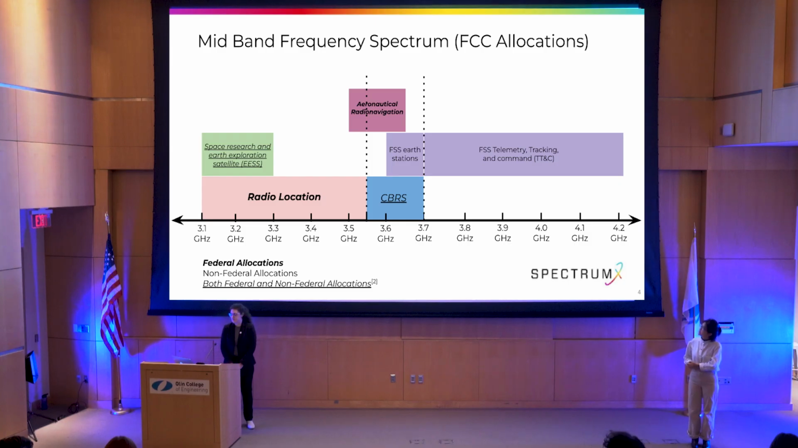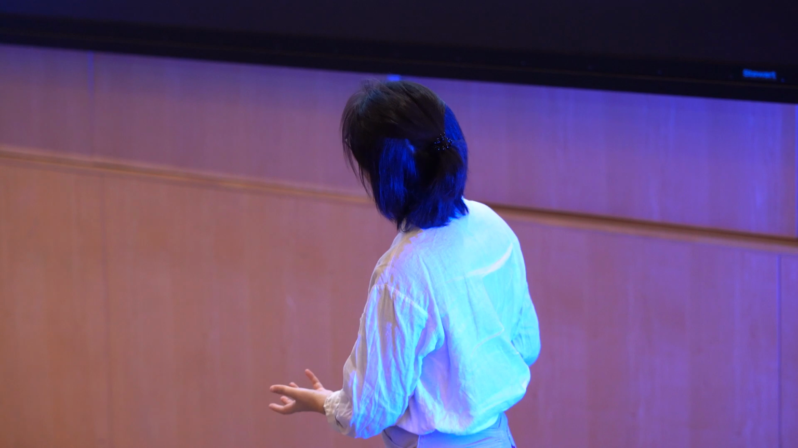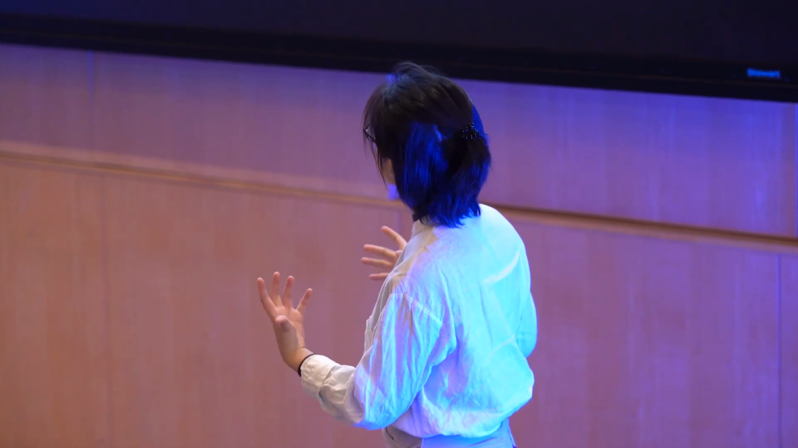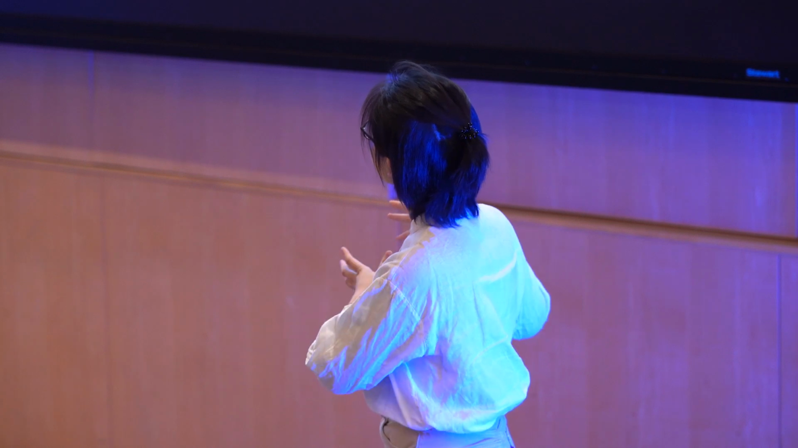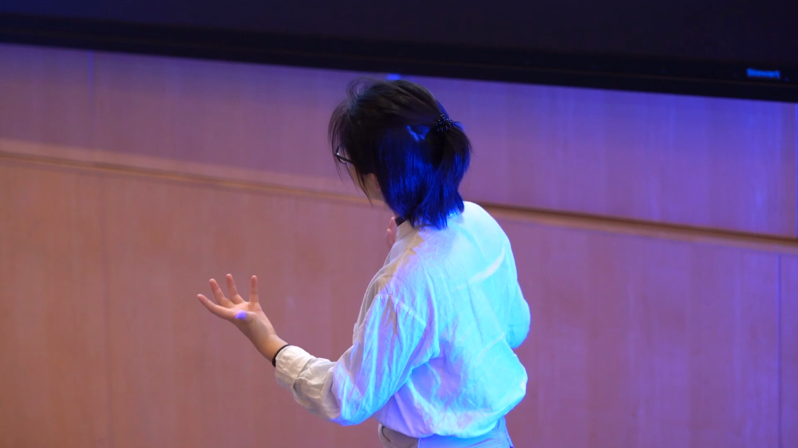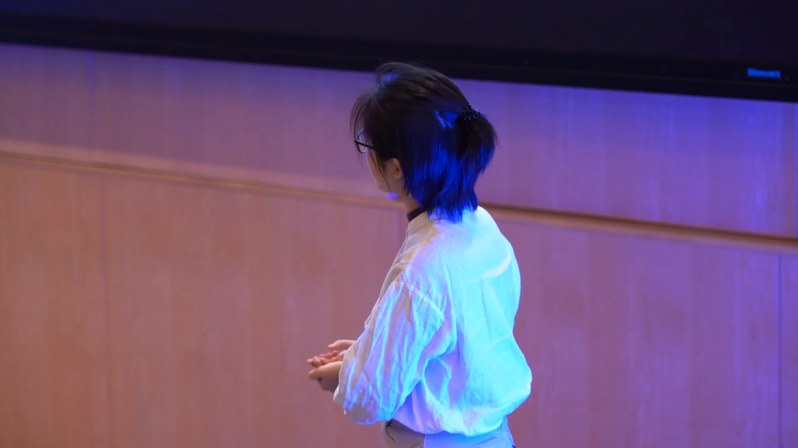So here's a more detailed frequency allocation spectrum, and we can see that CBRS is shared with FSS space earth stations and aeronautical radio navigation. That is in addition to its upper band, which is FSS telemetry, and its lower adjacent band, which is radio location.